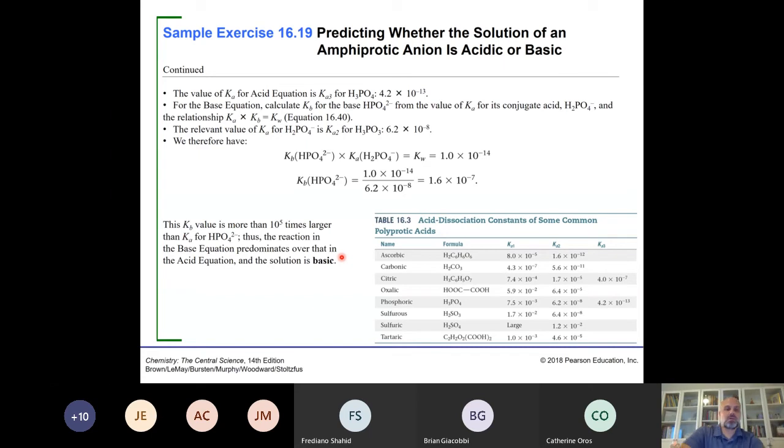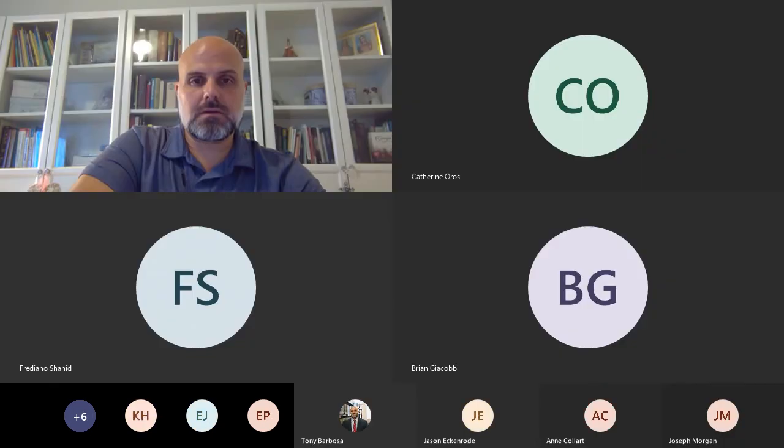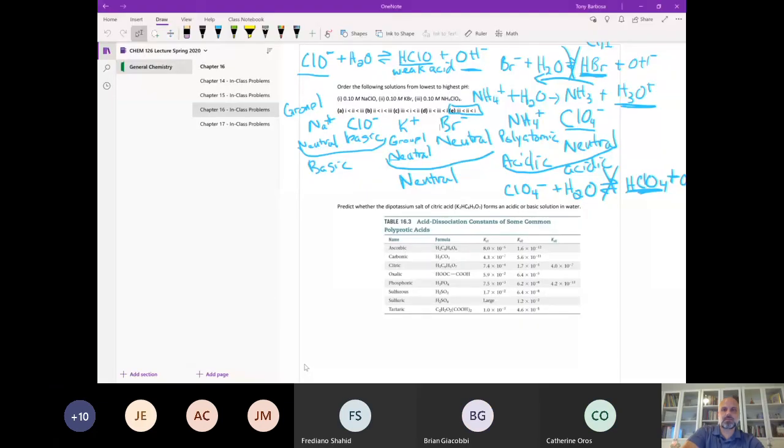If you take the time now to work through the sample problem, I will share that slide right now. Okay, so let me share that. So we're on the sample problem here. All right, so here's the sample problem.